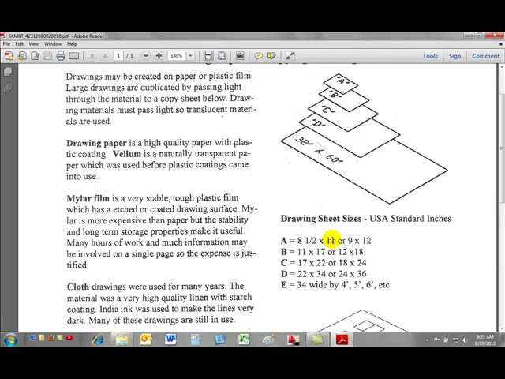And you notice that if you just remember 8.5 by 11, then all you have to do is keep the longest dimension and double the shortest dimension to get your next size. See, 8.5 times 2 would be 17. 11 times 2 would be 22. 2 times 17 would be 34. Okay.